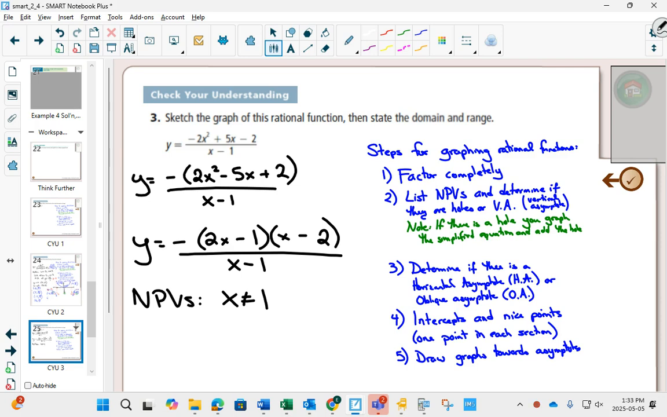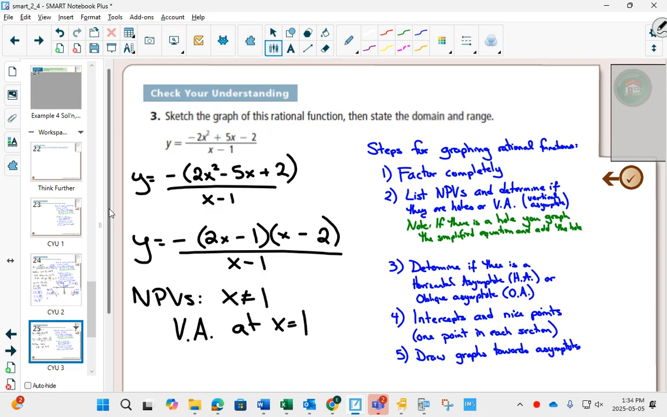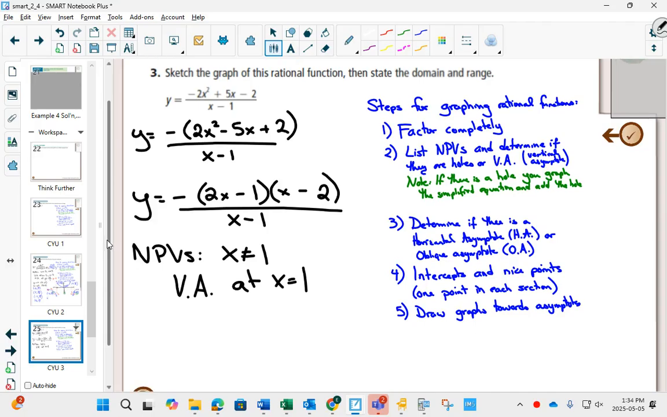Is it going to be a hole or a vertical asymptote? They're close, right? But they have to be identical to cancel out. So it's going to be a vertical asymptote at x equals 1. Next, will we have an oblique asymptote or a horizontal asymptote? What type is this? It's a parabola over a line. And when it's bigger on the top than the bottom, this is the situation where you get your oblique asymptote.